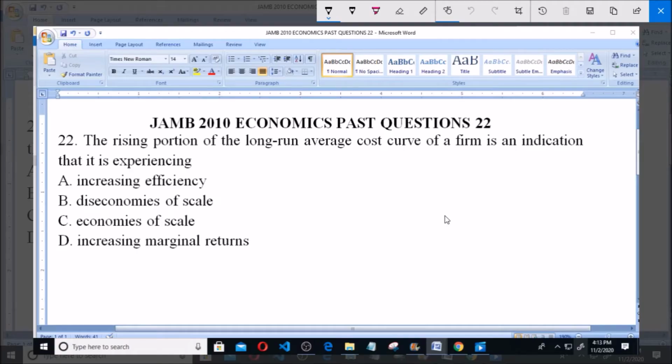Hello, JAMB 2010 Economics past question number 22 says the rising portion of the long run average cost curve of a firm is an indication that the firm is experiencing.